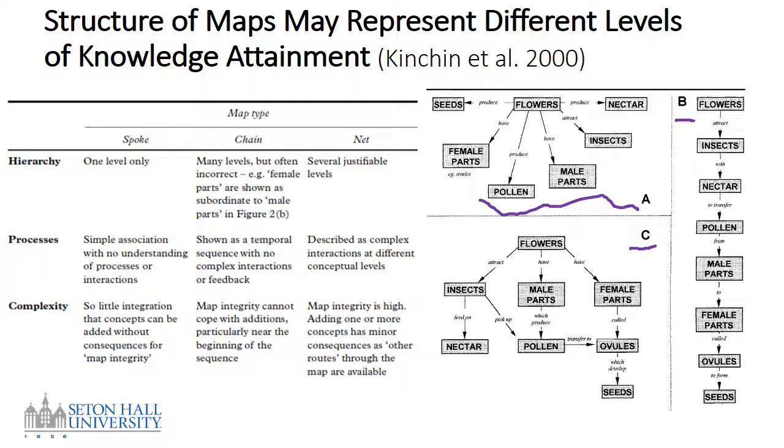The chain begins, it has multiple levels, but they're all subordinate to each other, and this may not be appropriate because, for example, this particular chain is describing female parts as subordinate to male parts, and that's not an appropriate representation. And so the net is the most complex and sort of the most flexible with respect to adding new knowledge and accurately representing associations among concepts.